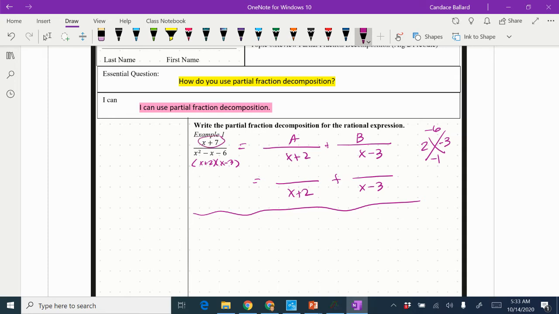To figure out my numerator, I'm going to set x plus 7 equal to, I notice that this is missing the x minus 3. So I'm going to multiply by that. I'm going to distribute that A in. So I get ax minus 3a.